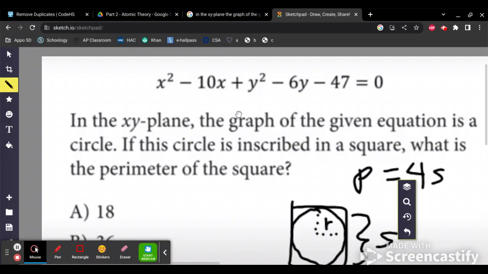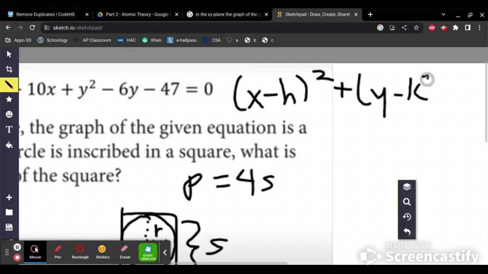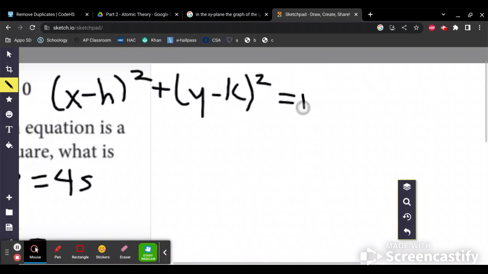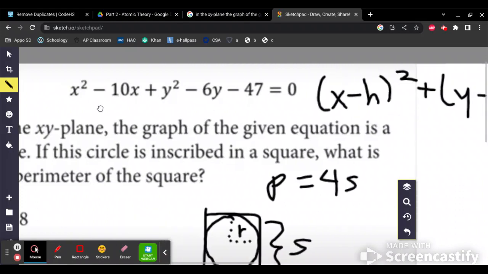We can't do that unless we have it in the factored circle form, which looks more like this: x minus h squared plus y minus k squared equals r squared, where r squared is the radius squared, so we can use that to solve this. However, this is very different from the form we're given originally, so we've got to simplify it and transform it into how we want it to look.